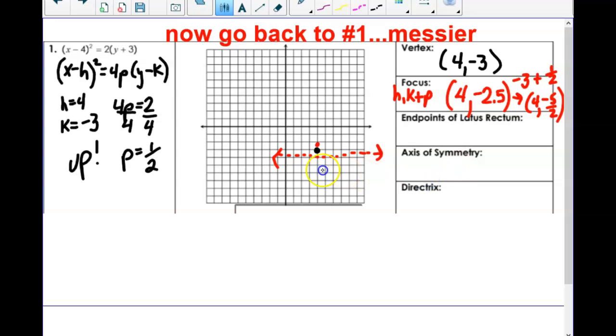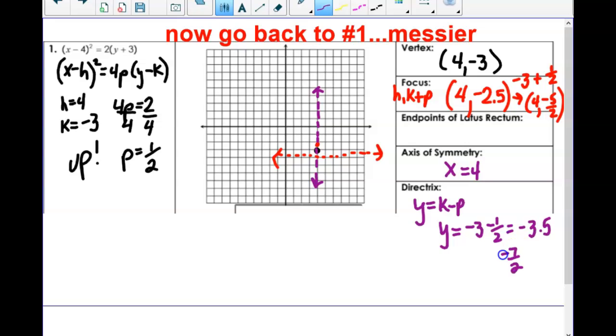Okay. The axis of symmetry goes this way. So what is that equation? Anybody, quick? X equals 4. The directrix equation, y equals k minus p, so it would be y equals -3 minus 1/2, or -3.5, or -7/2.